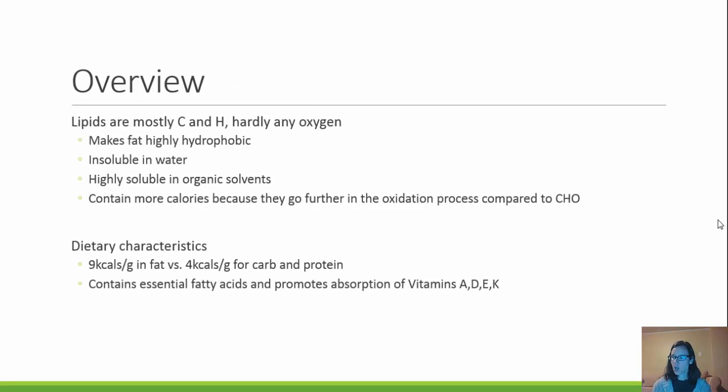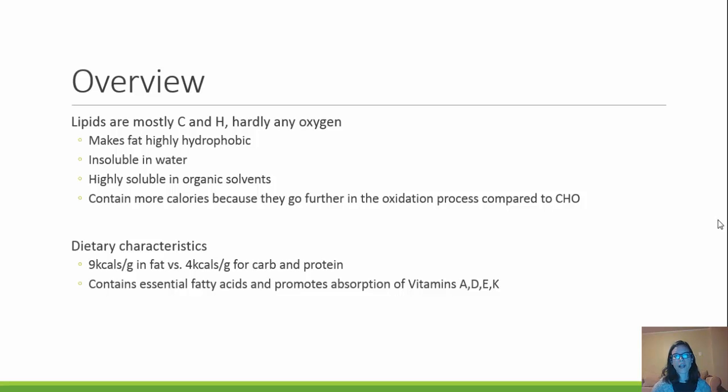Okay, so lipids are primarily composed of carbon and hydrogen, but barely any oxygen, which is different from the carbohydrates that we've just talked about. And this makes fats highly hydrophobic and insoluble in water, though they are soluble in organic solvents.